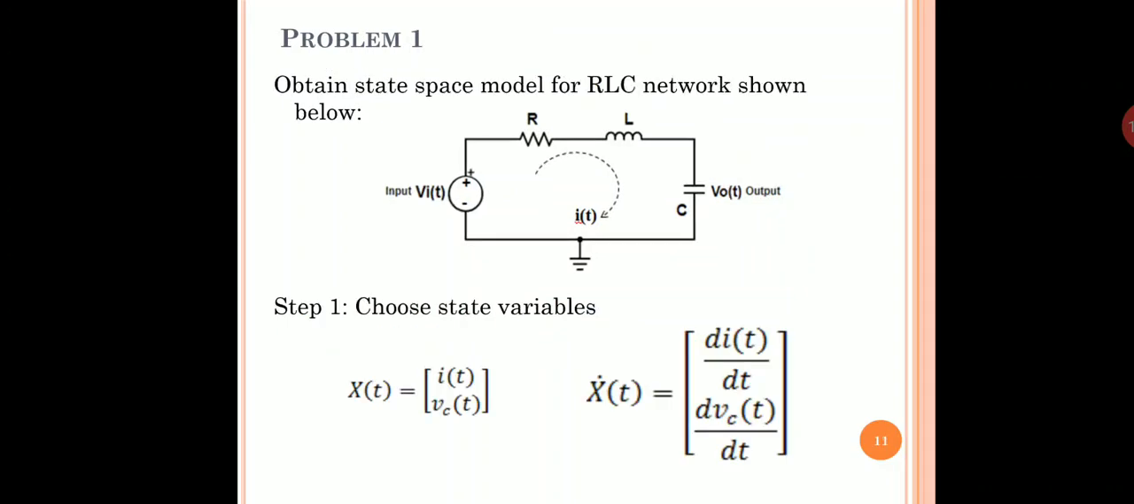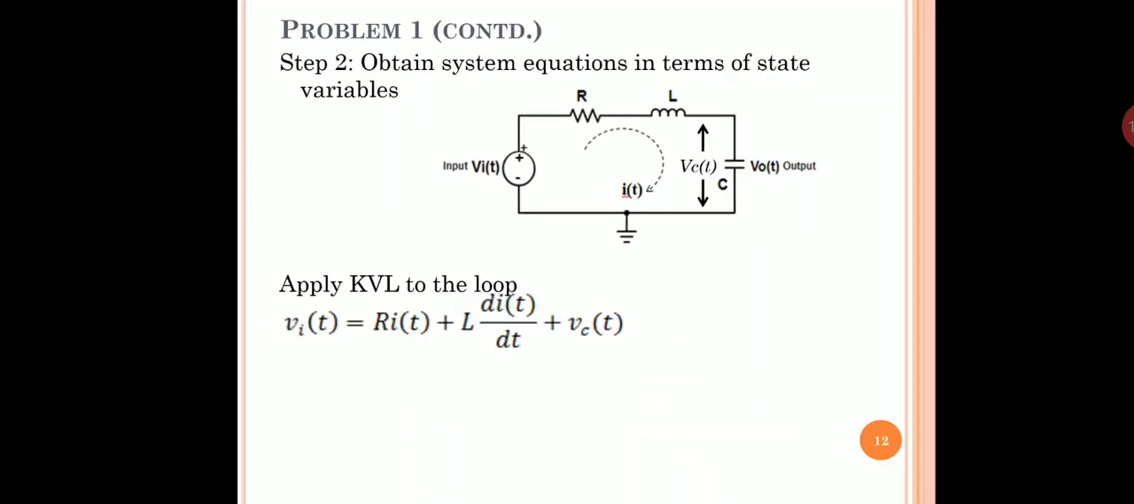X dot here is di(t)/dt and dvc(t)/dt. My job is to obtain the equations for di(t)/dt and dvc(t)/dt equal to something, and those equations should be in terms of state variables, which are nothing but i(t) and vc(t). Also, since it is x dot equal to Ax plus Bu, it can be in terms of the input as well.